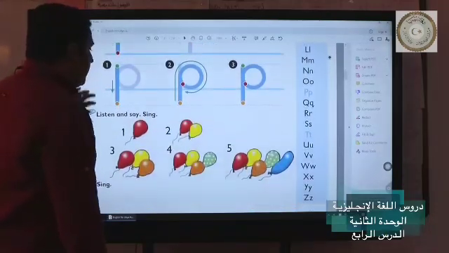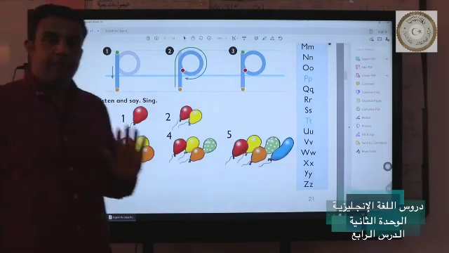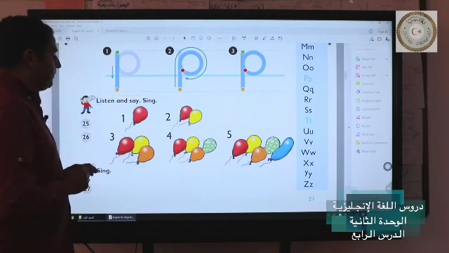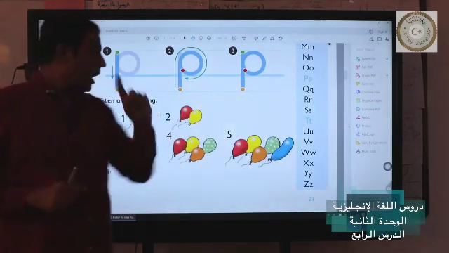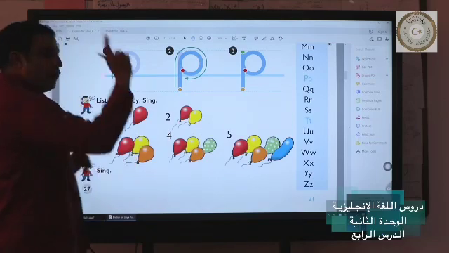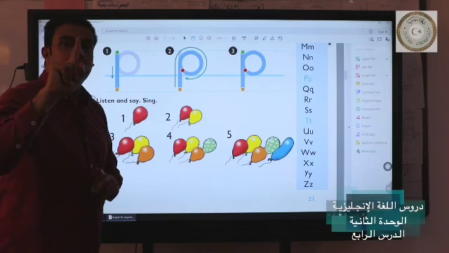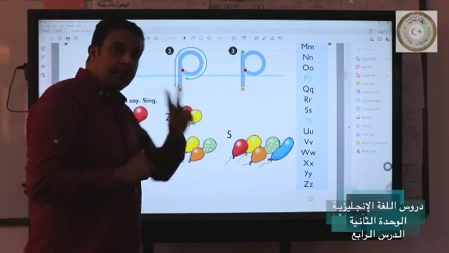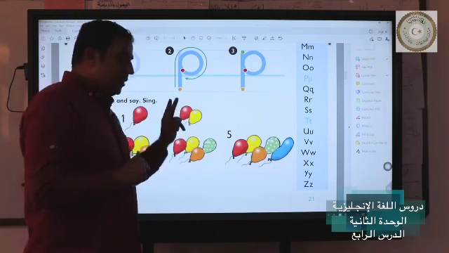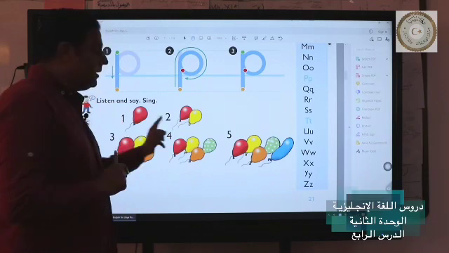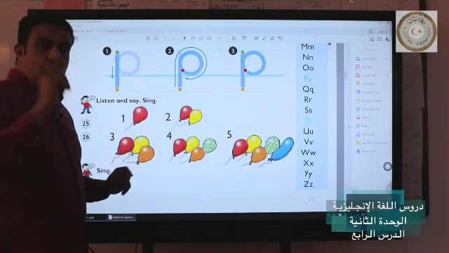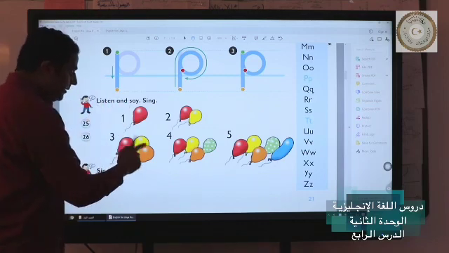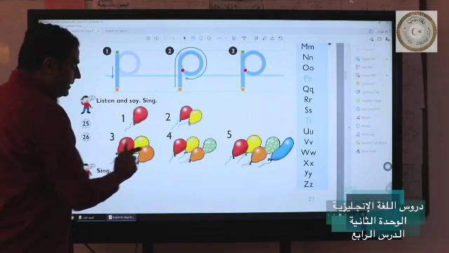Okay. Now we are going to have the numbers from 1 to 5. Numbers, from 1 to 5. Okay, so listen and say and sing here. Number 1 here. How many balloons do we have here? This is 1. I have one balloon, right? So we say 1. Number one. How many balloons here? How many balloons do I have here? 2, right? Number 2. We say 2. 1, 2. Again. 1, 2. How many balloons here? How many means how many? 1, 2, 3. 3 then?